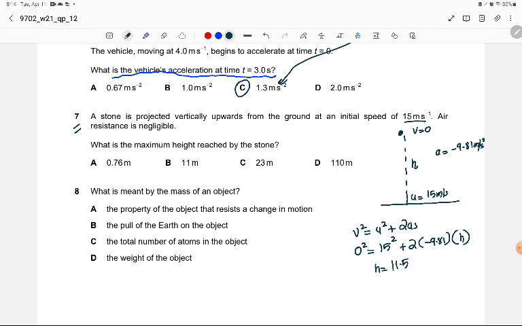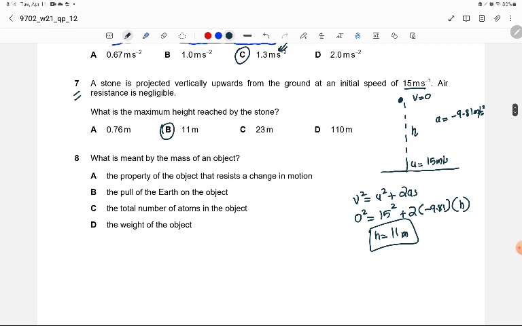So 11.5 meters. Actually, if I round it off, this is going to be two significant figures, 11 meters. Actually, it was 11.46, so 11 meters. So we have to go with B option over here.